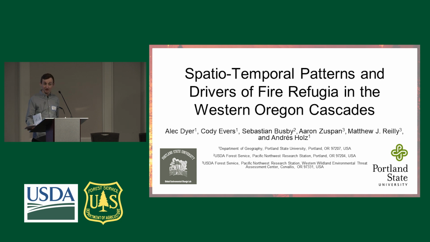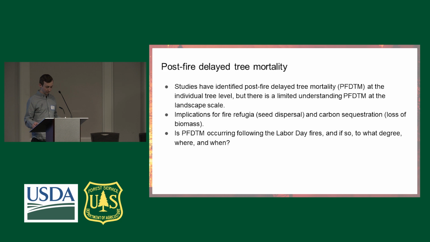So a lot of this stuff is going to be very preliminary, but I'm hoping to draw out some really interesting trends and things to look at for the future. Specifically, delayed mortality, I'm working off the ideas that Matt just presented, but focusing on the Labor Day fires and how delayed mortality might be currently happening there. So we have the whole story of delayed mortality, and it decreases the amount of fire refugia over time, limits forest regeneration, and also has influence on spotted owls and all that. Trying not to repeat stuff too much. But the questions we can ask about what's going on at the Labor Day fires specifically: is it happening? If so, to what degree, where, and when?